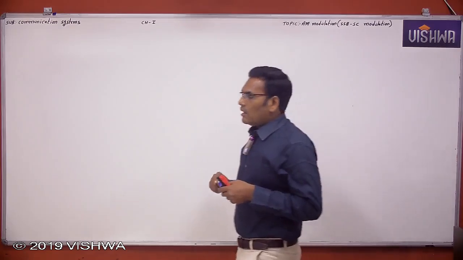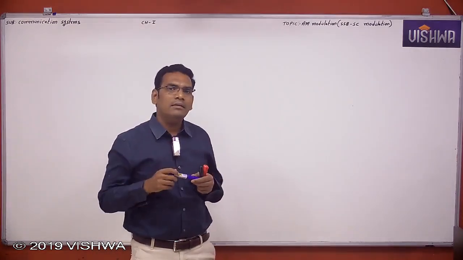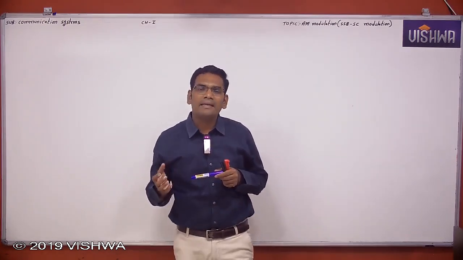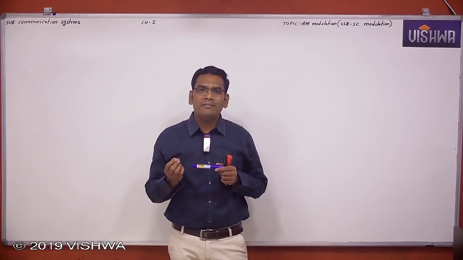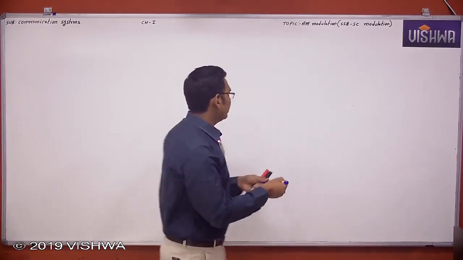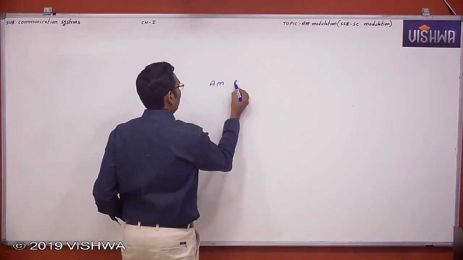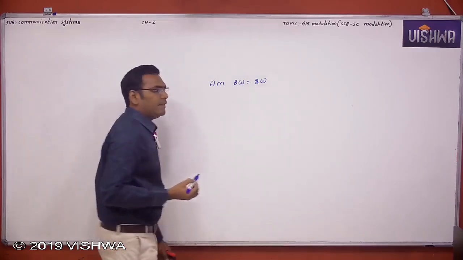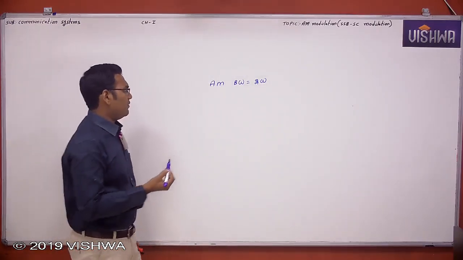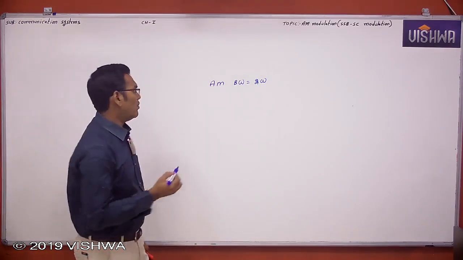Now you tell me, in amplitude modulation what are the problems we are facing? Bandwidth. Our main ultimate aim is to reduce the bandwidth. In AM the bandwidth is 2 omega. Our main aim is to reduce the bandwidth; the bandwidth of the modulated signal should be as minimum as possible.